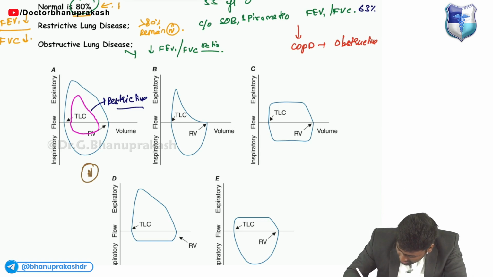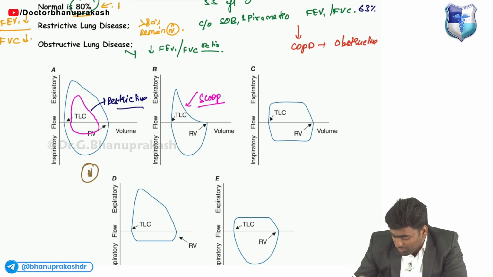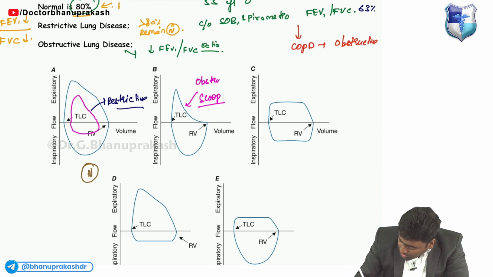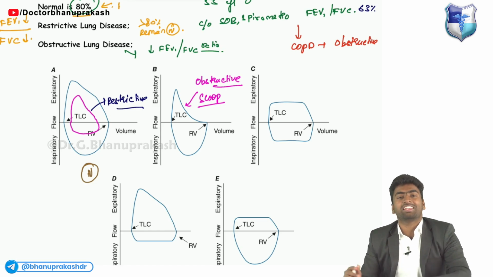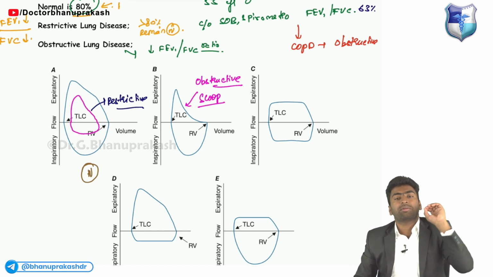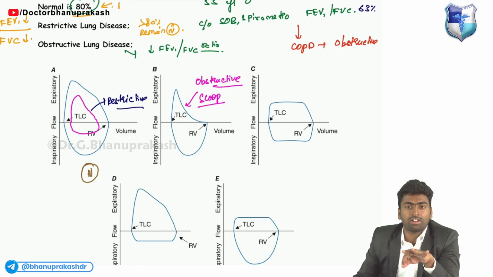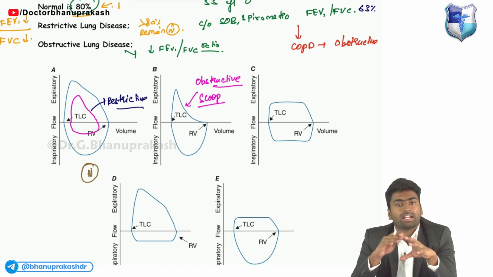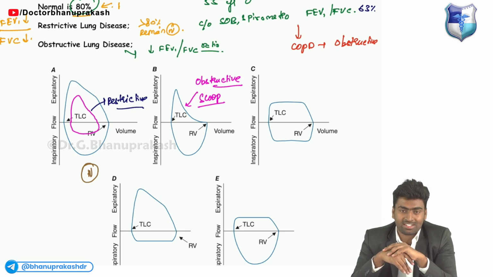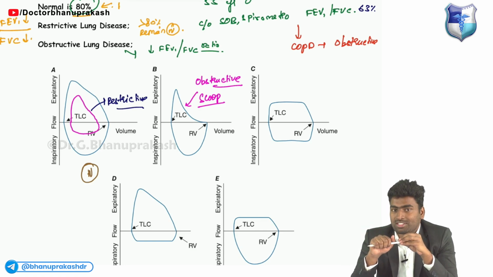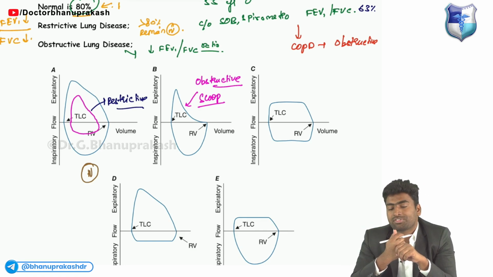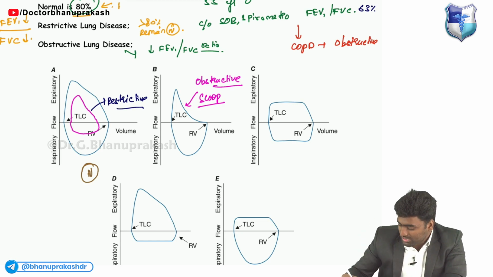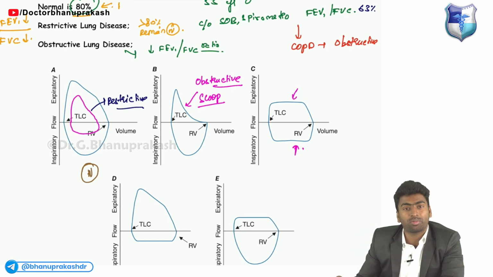If you are able to see this type of scoop formation, it will be seen in a case of obstructive lung disease. They will give this image and three options of obstructive disease, and ask which of the following conditions will not show the graph. For example, COPD, asthma, emphysema, and fibrosis. It is not seen in fibrosis, which is a restrictive lung disease.